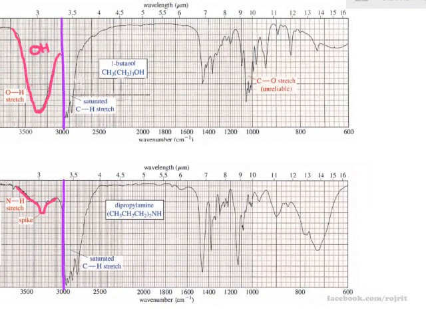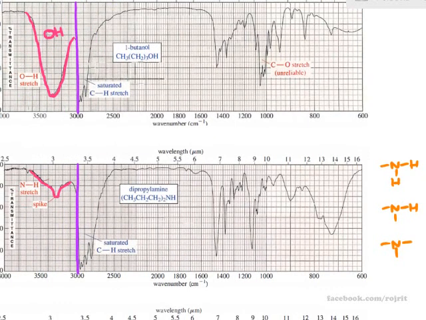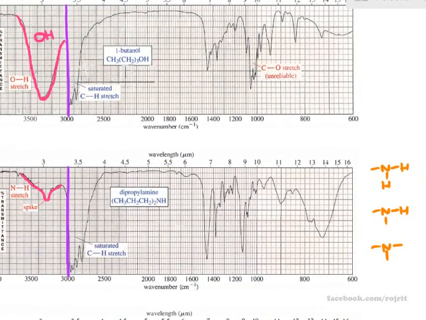Normally, amines can be divided into subcategories like primary amine, secondary amine, and tertiary amine. In a primary amine, you have 2 hydrogen atoms. In a secondary amine, you have 1 hydrogen atom. But in a tertiary amine, you have nothing. You have no NH, so in a tertiary amine there will be no absorption around 3300.